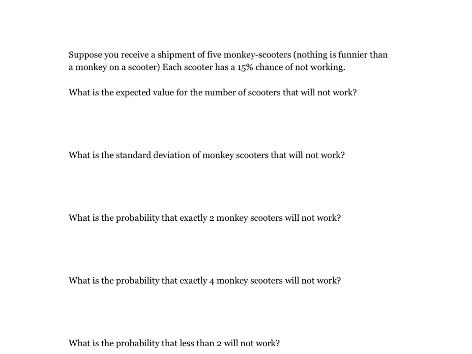So it says, suppose you receive a shipment of 5 monkey scooters, and nothing is funnier than a monkey on a scooter. Haha. Each scooter has a 15% chance of not working. Okay? Not working. And then it says, what is the expected value for the number of scooters that will not work? Well, this is success. Even though, a scooter not working, I wouldn't consider that a success, right? Like that's a bad thing.